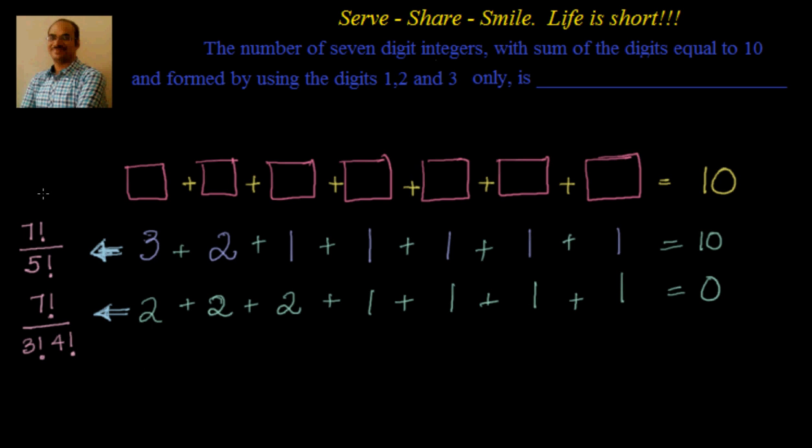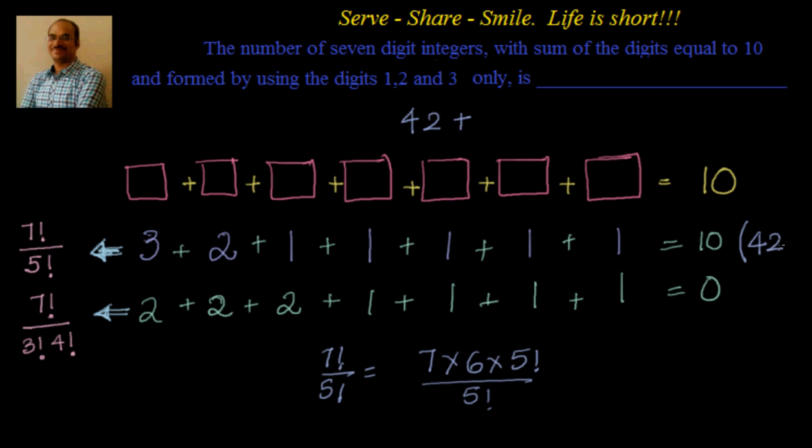Now we have to find out these values and add them, so that we will get the total number of 7-digit integers we can have with the given conditions. First, what is factorial 7 by factorial 5? Factorial 7 divided by factorial 5 is equal to 7 into 6 into factorial 5 divided by factorial 5, which is equal to 42. So the first combination is giving me 42 integers.